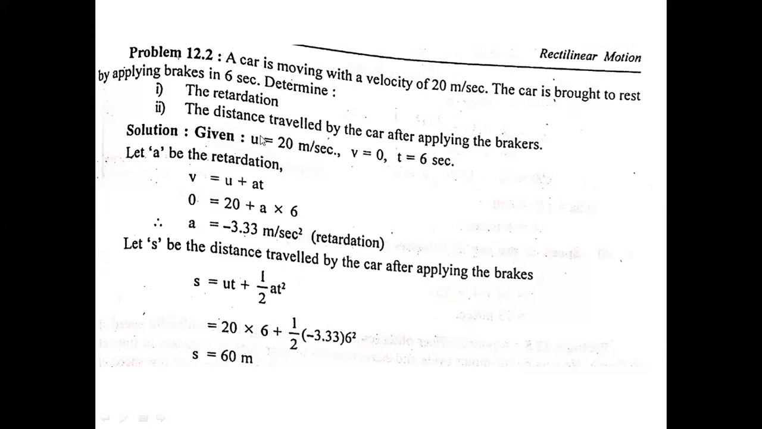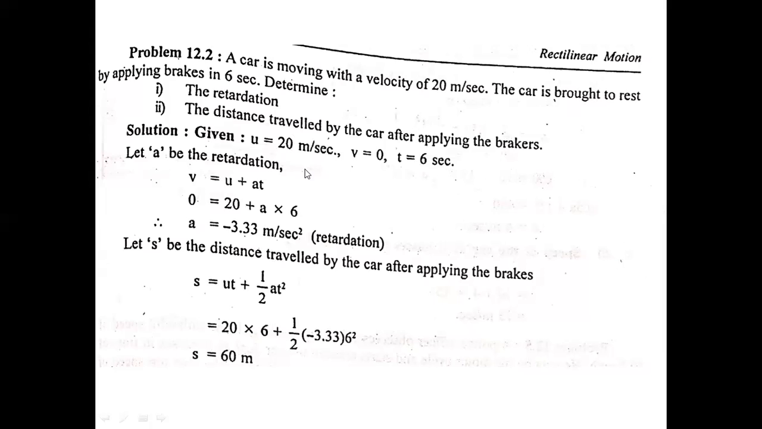So we will see what is given. Initial velocity u is 20 meter per second. Final velocity is 0 in this case because the car is coming to rest. We are retarding its velocity. Retardation is negative acceleration, meaning we are stopping the vehicle, and t is 6 seconds.